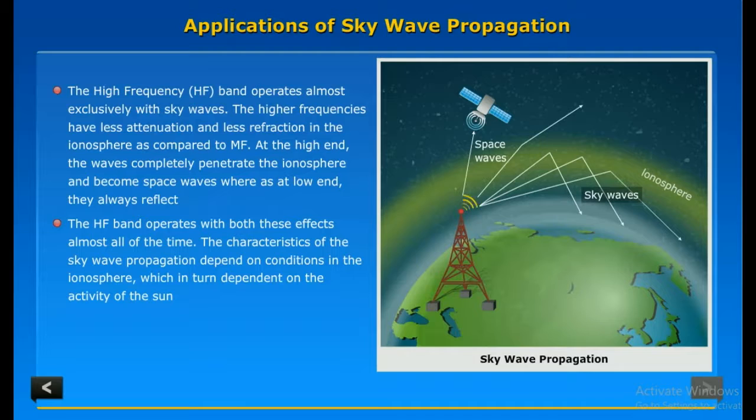The characteristics of skywave propagation depend on the conditions in the ionosphere, which in turn depend on the activity of the sun. In high altitudes, the ionosphere has several well-defined regions.